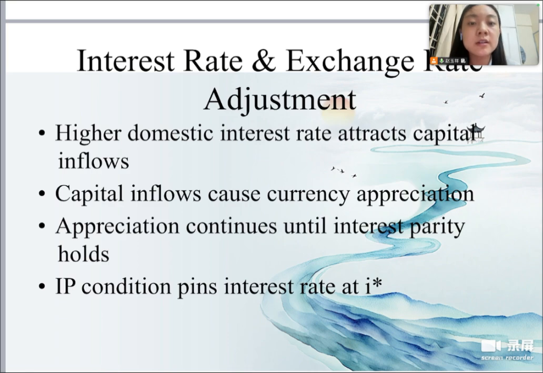The appreciation of the currency continues until the interest parity condition is restored, meaning the domestic interest rate once again equals the world interest rate. Thus, the equilibrium interest rate is pinned down by the IP curve, and the main adjustment occurs through changes in the exchange rate and output.